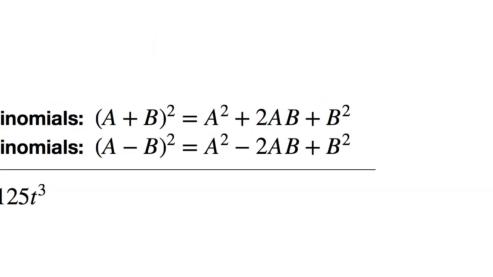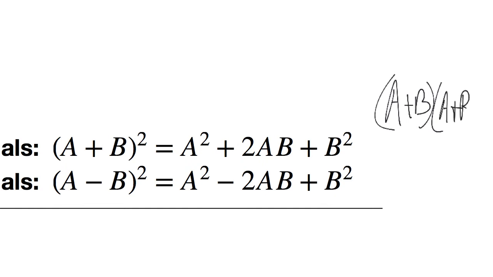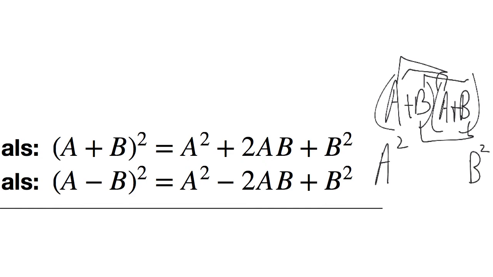Okay, so the next pattern I'm going to show you is this. If you were to actually FOIL a plus b times a plus b, you'd get, as a first term, a squared, and as a last term, b squared. But as the outside term, you'd get ab, and then as the inside terms, you'd get ab also. So you get two ab's. Adding them together, you get 2ab, which is exactly what the pattern is.